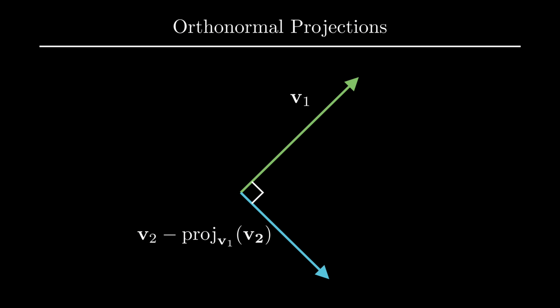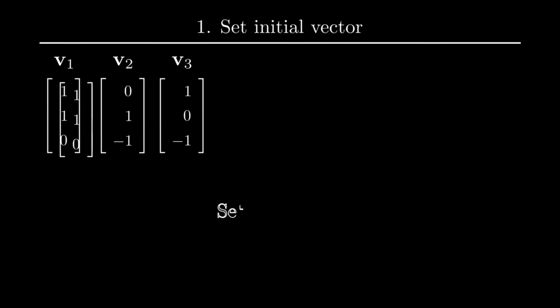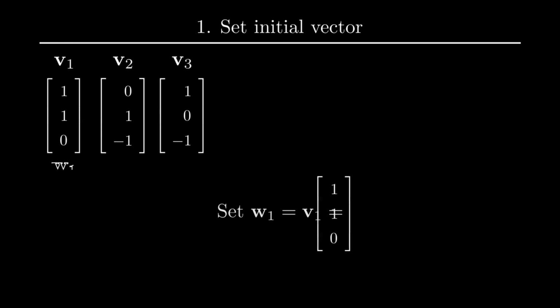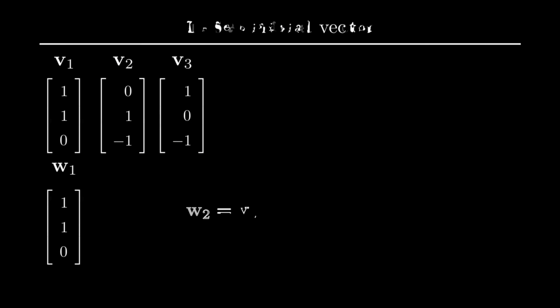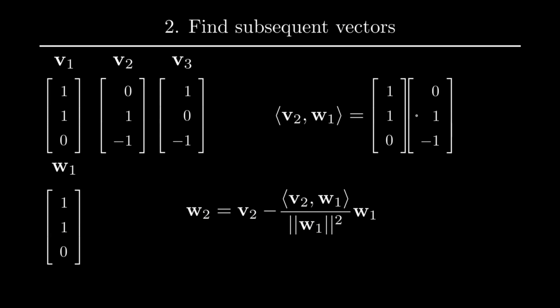All right, let's jump into an example now. We will be doing the Gram-Schmidt process on these three vectors in R3, and we'll be using the standard dot product as our inner product. Let's begin by letting V1 be our initial vector, and we won't be touching this vector until the very end. Now let's find the second vector in our new basis, simply by subtracting the orthogonal projection of V2 onto V1.